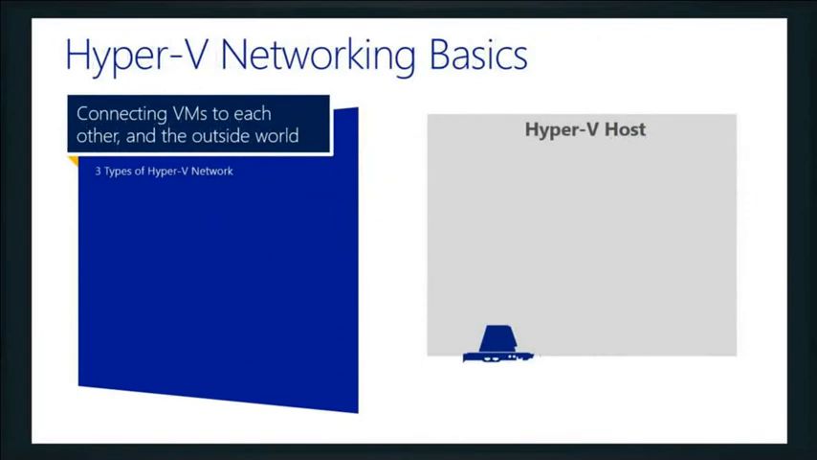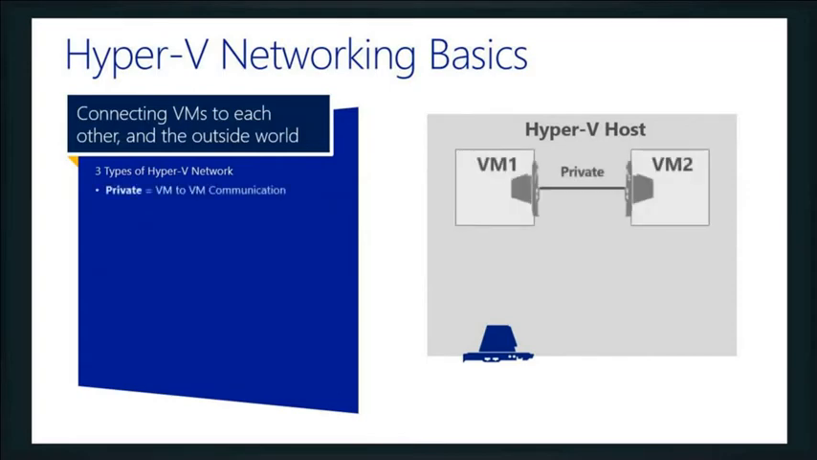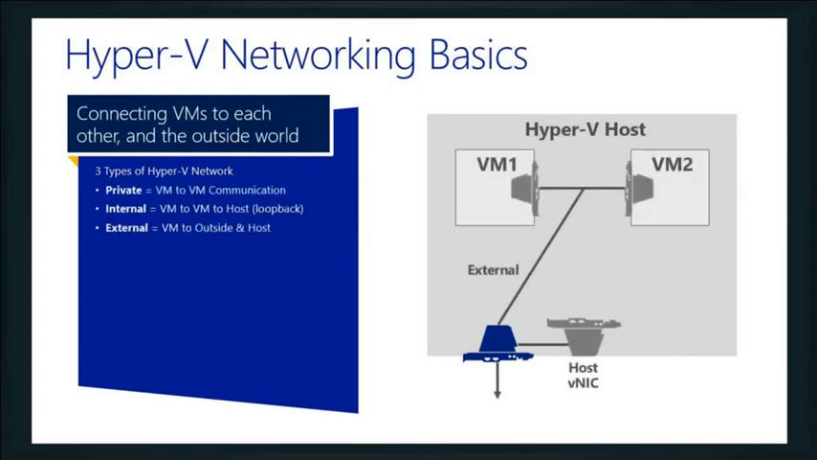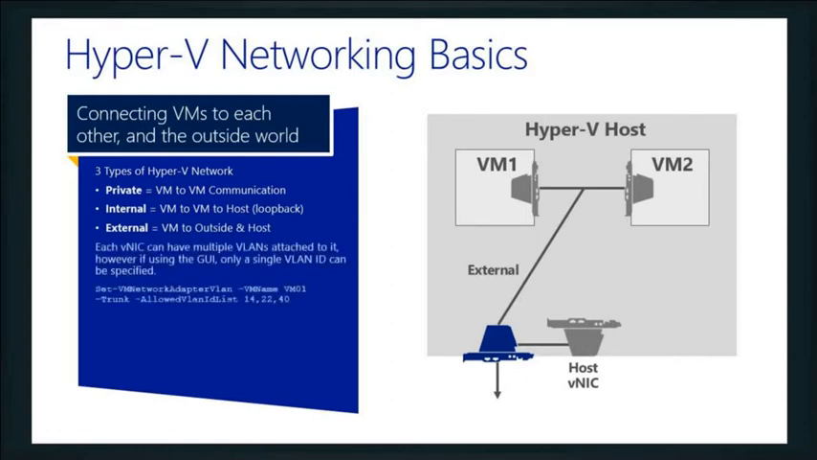Let's switch gears and talk about some of the Hyper-V networking basics for just a bit. There are 3 main types of networks inside of our Hyper-V basic switches. We have private, which just allows VM to VM communication. We have internal, which allows VM to VM and to host, basically a host loopback in a sense. And then we have external, which allows that virtual machine to access the outside world. These are just standard virtual switches.